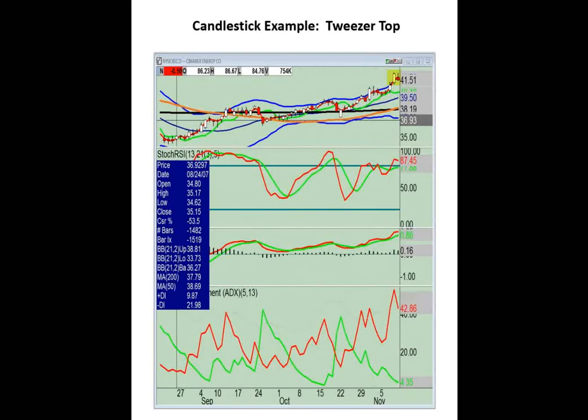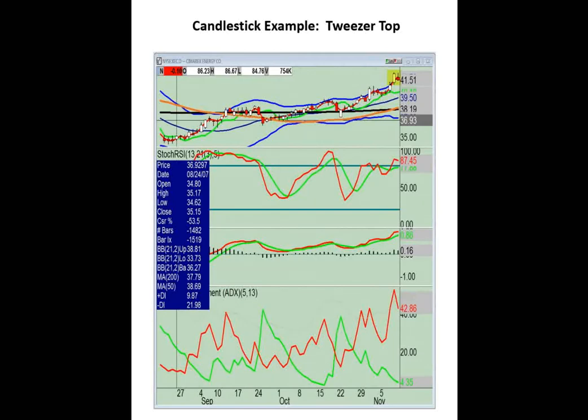Let me check a couple messages here. Hey, Chris, quick question. On the tweezer top example, if you look about 6 candles back from that example, would you consider that a tweezer top as well? Or would you consider that just like a long-legged candle? Josh, I'd rather have it be a red body candle. Okay. All right, thank you.